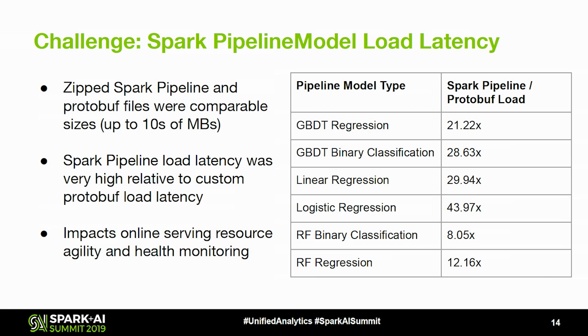So you could say, hey, who cares? You only load the model when you first start up the service. So, hey, it's slow, who cares? But the problem here was that it was so much slower that it really impacted our ability to do resourcing quickly. So for example, if the online serving infrastructure became too busy and we needed to spin up more instances of online serving and they needed to load hundreds of models, 8 to 44 times slower to load those models really did start to feel like we weren't able to respond with additional resources more quickly.